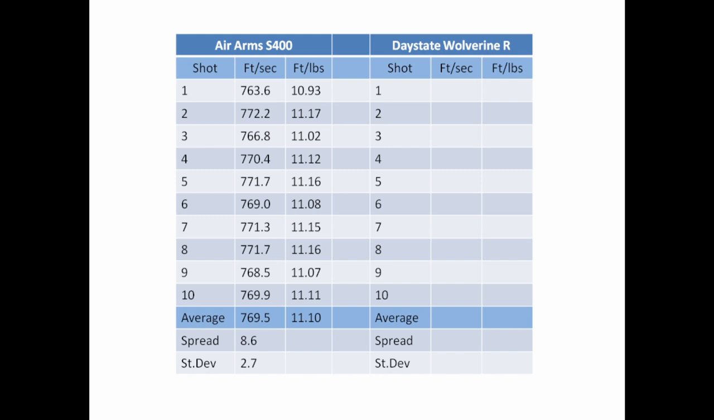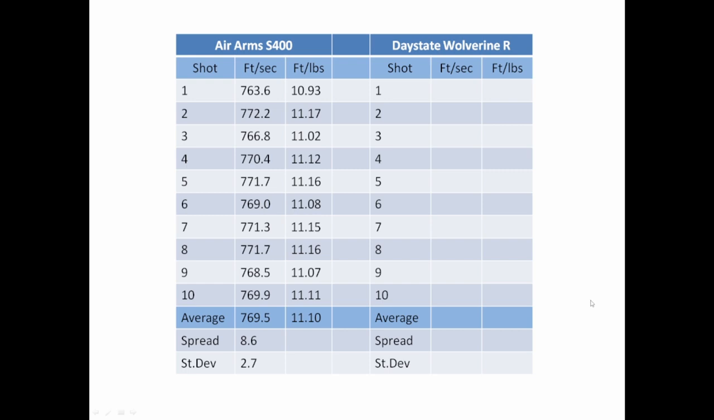Now if you take into account the difference between the highest value of that range and the lowest value, you get the spread, which in this instance is a spread of 8.6 feet per second, which is a very good result really. Anything up to 10 to 15 feet per second spread is a good result, so quite happy with that. 8.6 feet per second spread. And also I put on here a thing called standard deviation, which is 2.7.